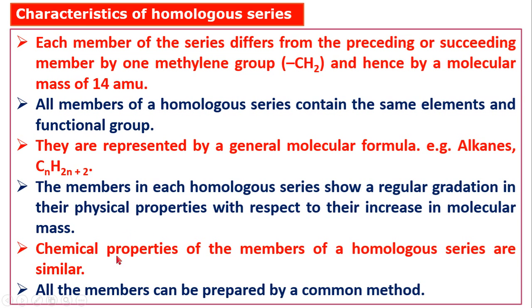The chemical properties of the members of homologous series are similar or the same. Then all members of this series can be prepared by a common method or the same method. So, these are the characteristics of homologous series.